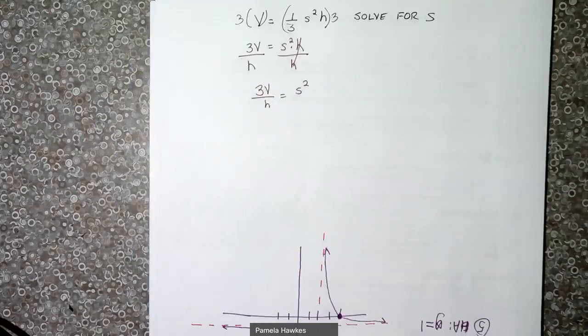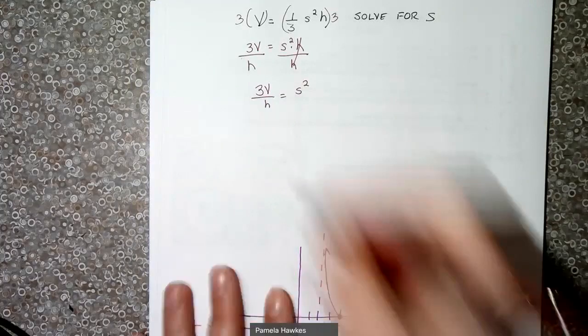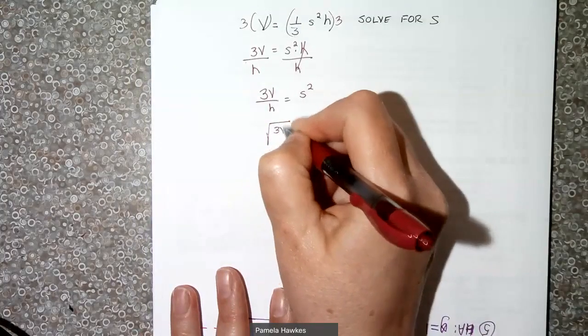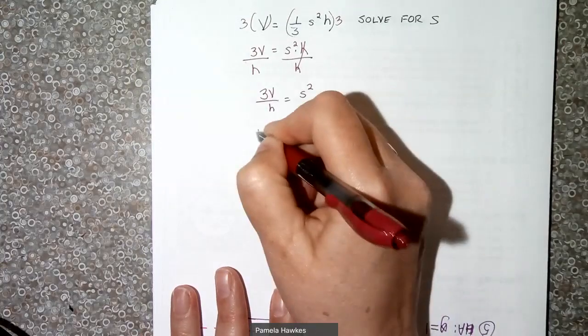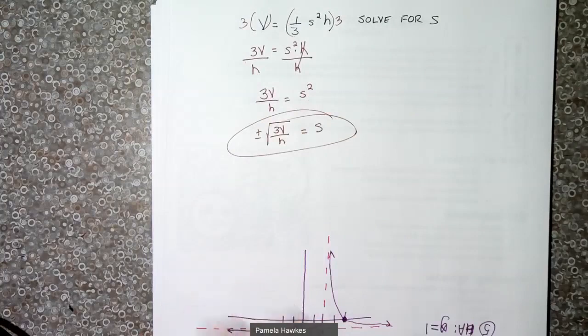This is the tricky one, right? Because I got a squared there. Macy, what are we going to do? Why? And when you undo a square, you square root. So if I square root this side, I have to do the square root of that side. So I get the square root of 3v over h equals s. Anytime I put a square root, put a plus or minus if it's equal to something. And there's your answer.